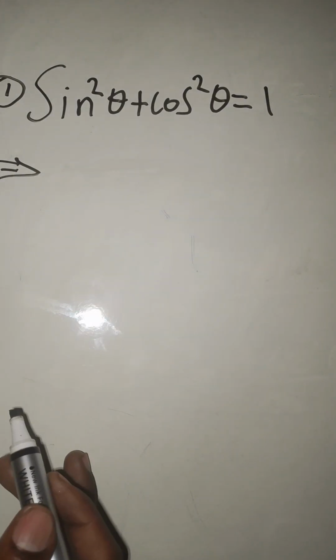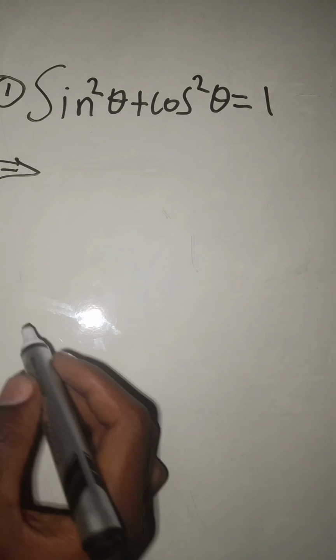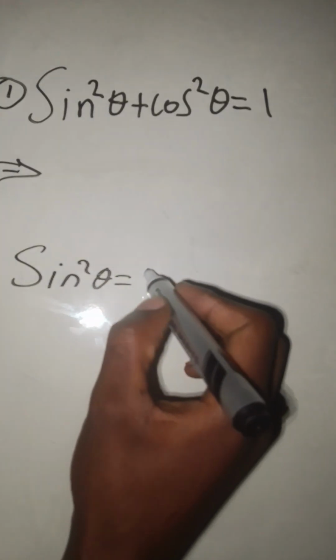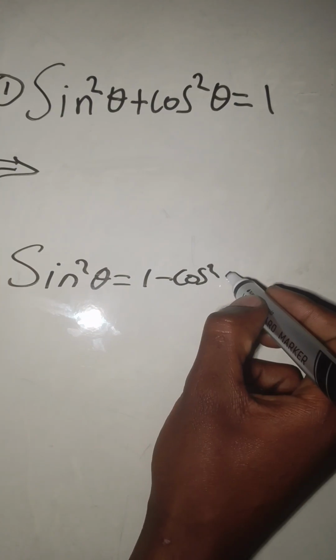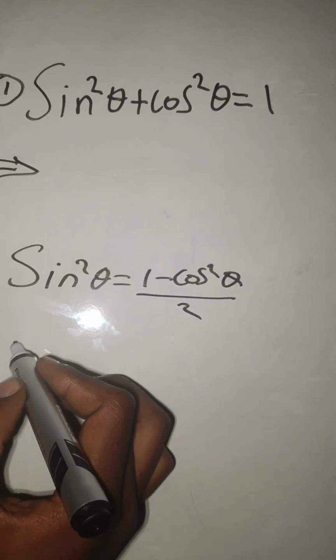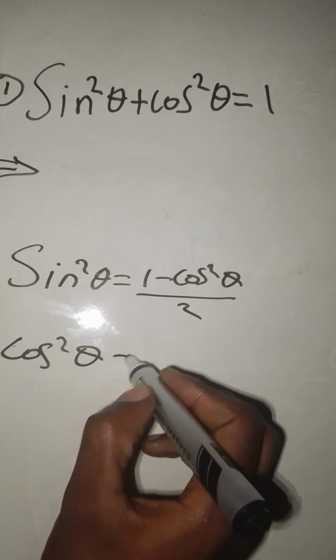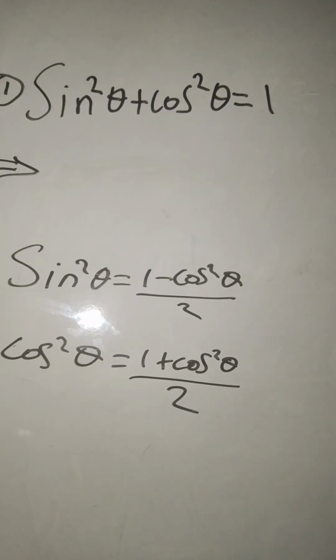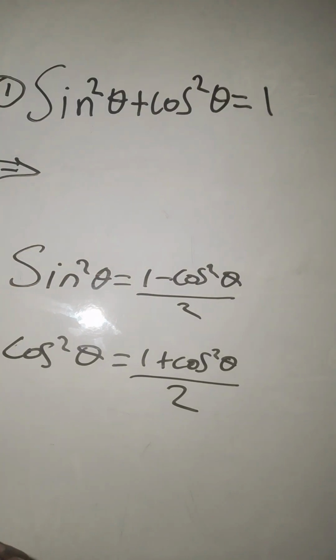Okay, so how can we prove this trigonometric identity? For you to prove this trigonometric identity, there are many approaches that you can use. In this case, we are going to use the approach which says we know that sine squared theta is equal to (1 minus cosine 2 theta) over 2. And we also know that cosine squared theta is equal to (1 plus cosine 2 theta) over 2. So now we're going to substitute these into the identity that we have here.